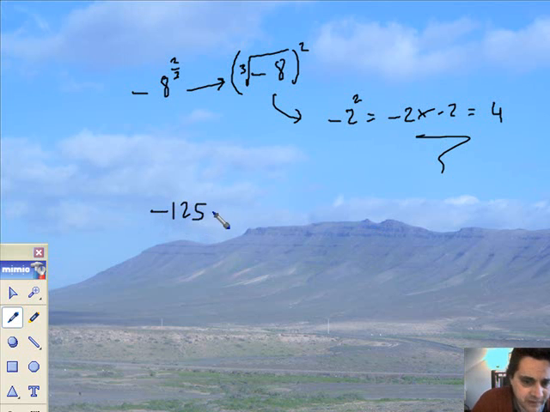Minus 125 to the power of 2/5. Please note, being non-calculator, the powers are going to be easy. This means I take my minus 125, I fifth root it. But it's a third. And is that a third? Yeah, 3. 2/3. Yeah.